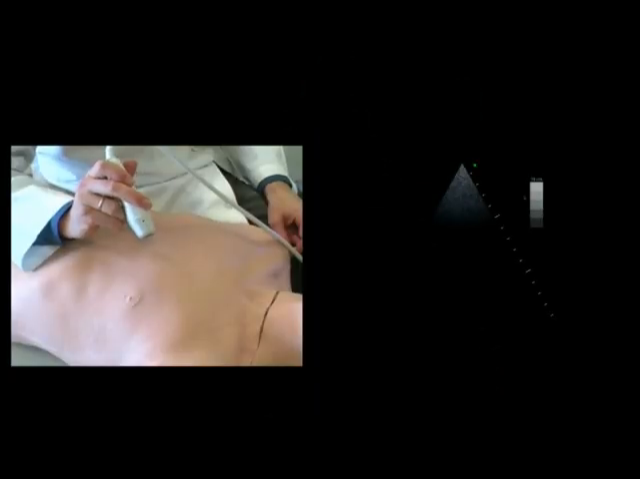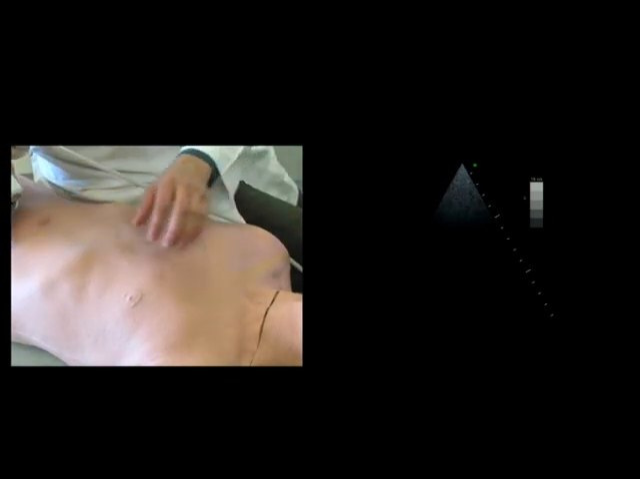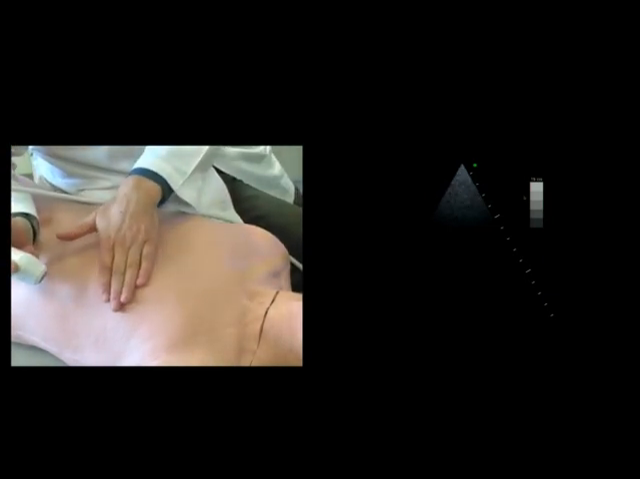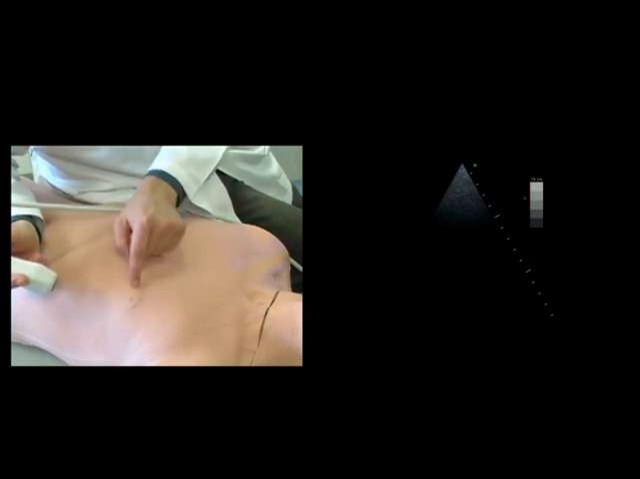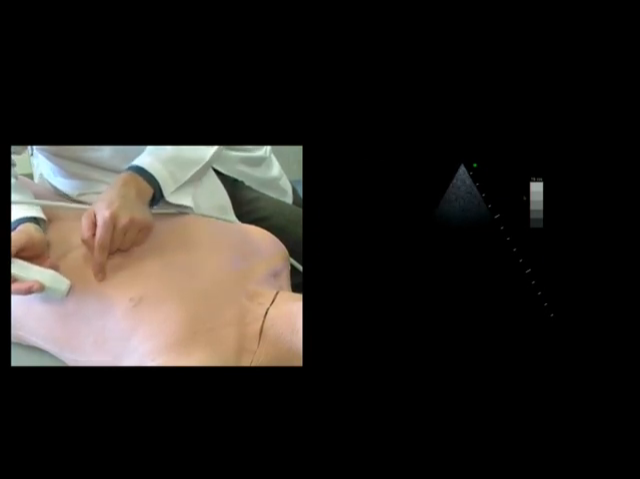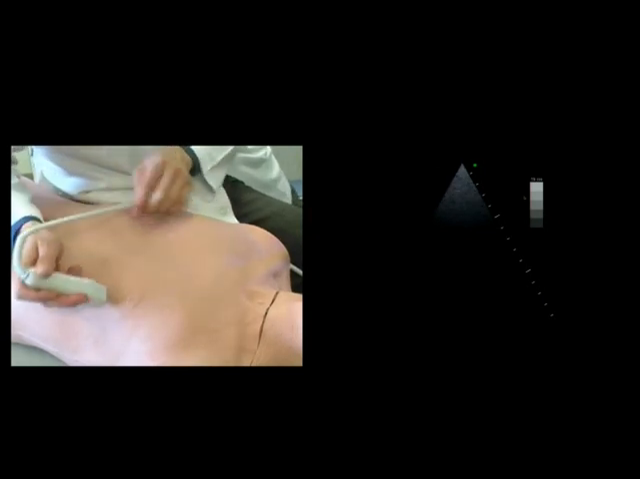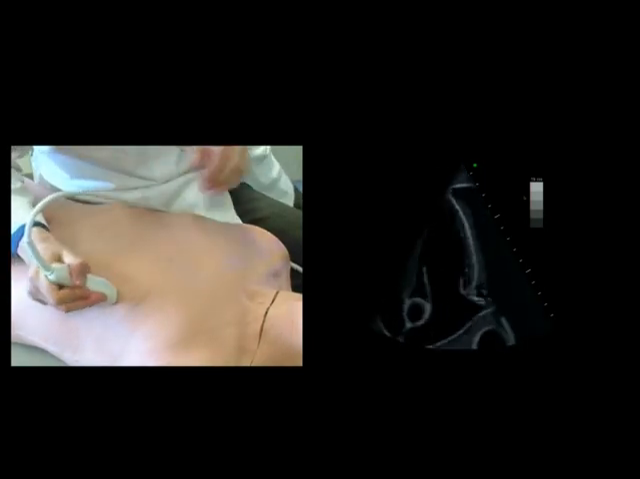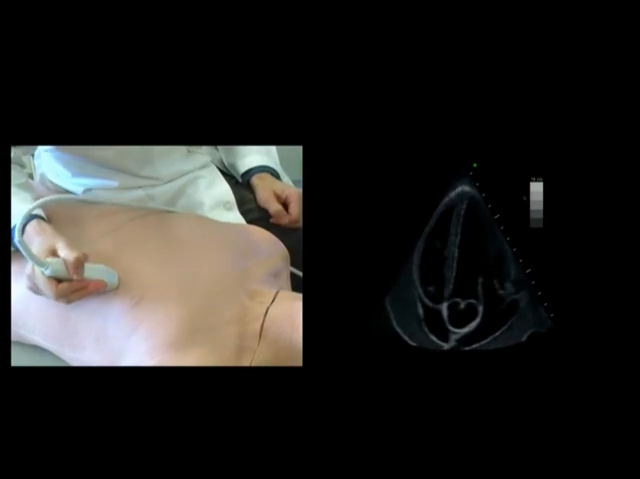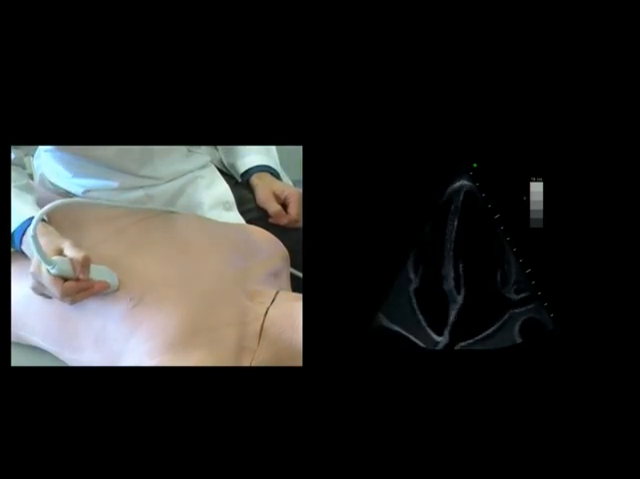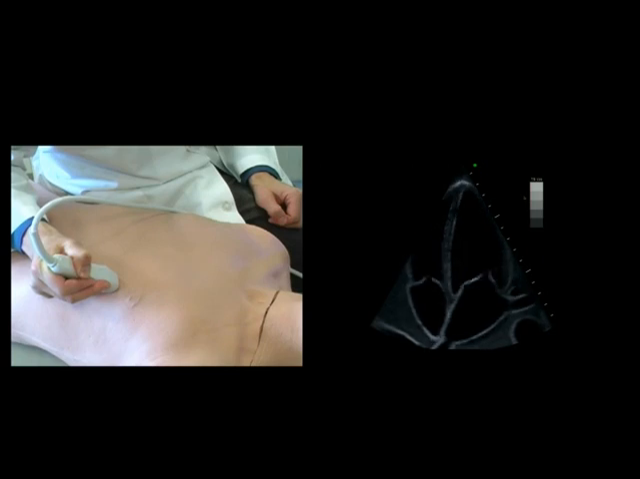The next view is the apical 4-chamber view. Place the probe at the apex of the heart, where you feel the maximum cardiac impulse, normally just underneath the nipple, with the index mark pointed towards the patient's left flank. We're seeing a longitudinal view, the apical 4-chamber view.